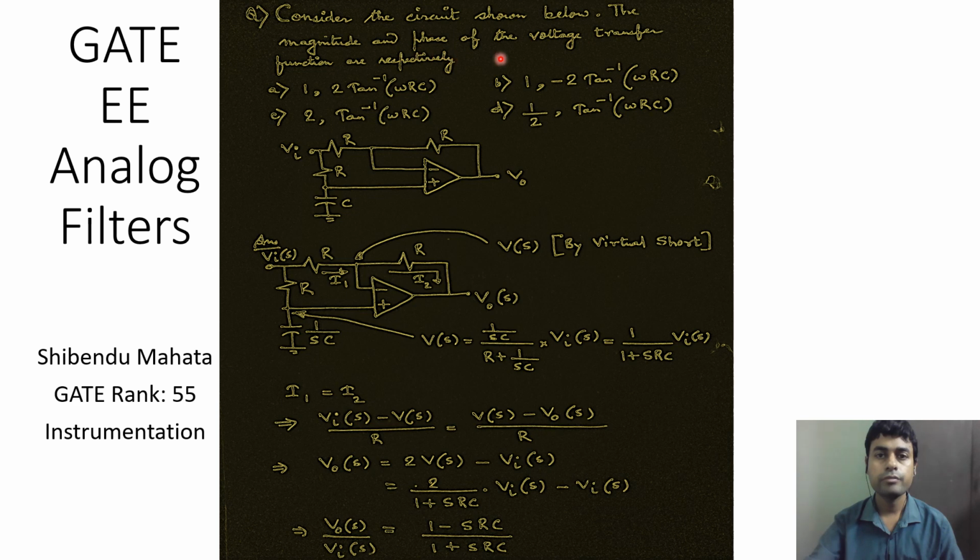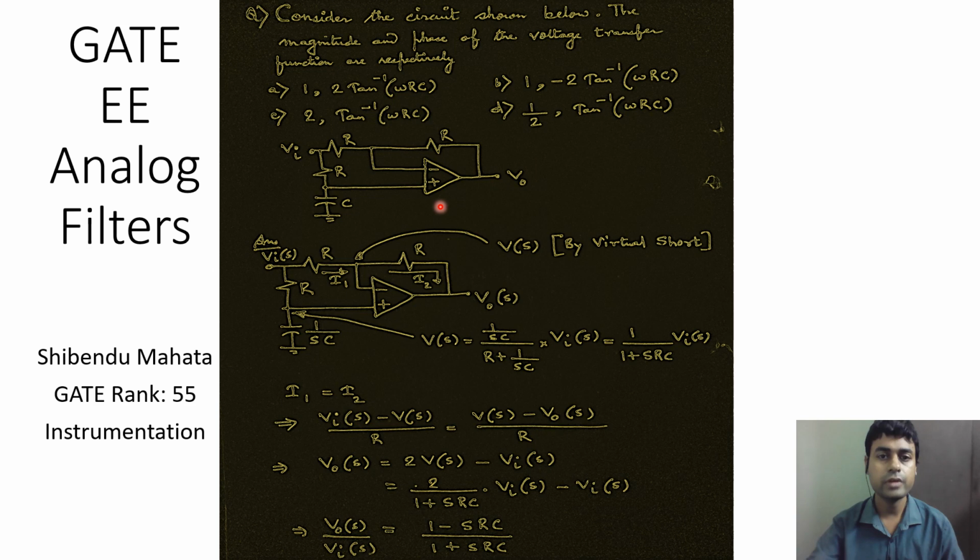The magnitude and phase of the voltage transfer function are respectively: option A, 1 and 2 tan inverse omega RC; option B, 1 and negative 2 tan inverse omega RC; option C, 2 and the phase is tan inverse of omega RC; and option D is half and phase is tan inverse of omega RC. And this is the corresponding circuit that has been given.